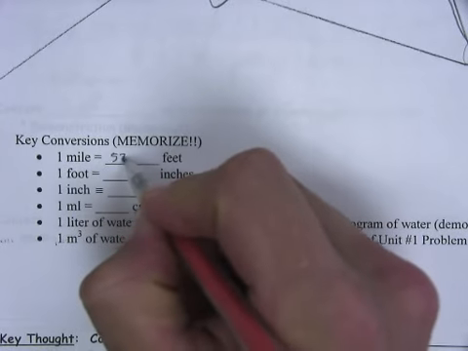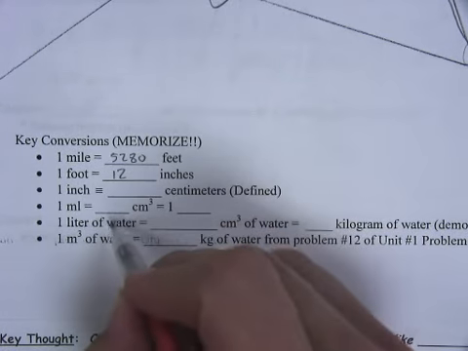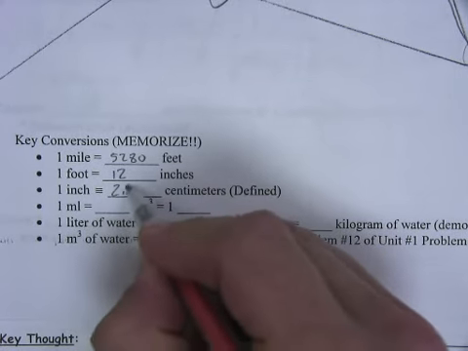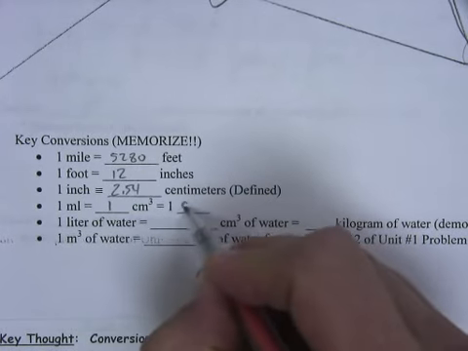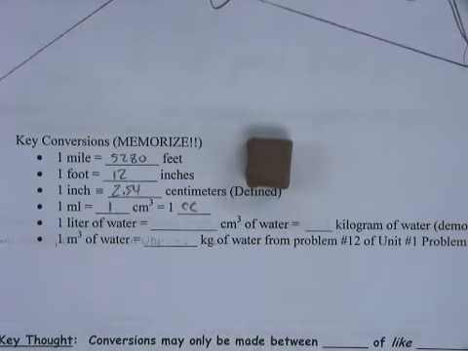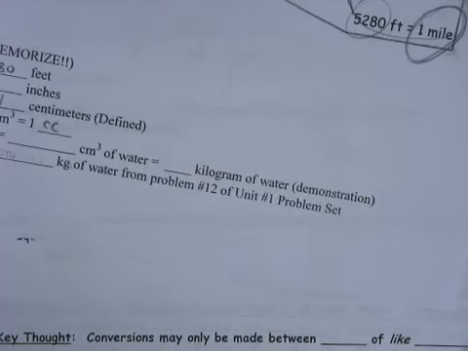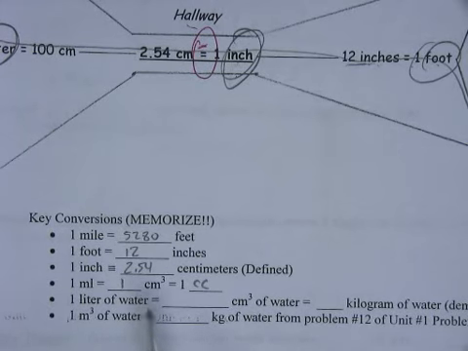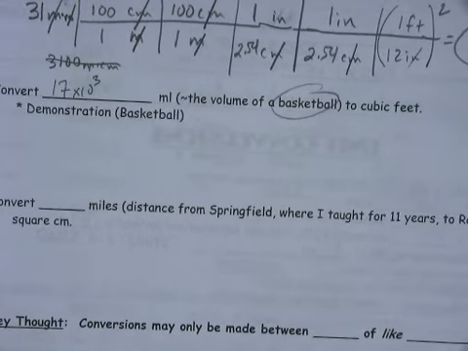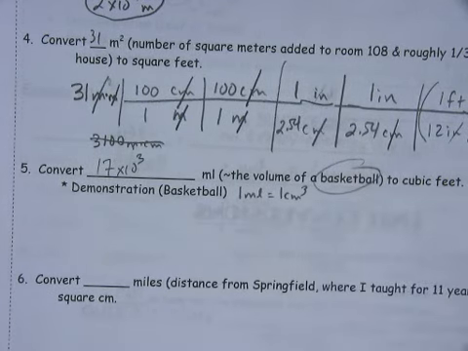So we know that 1 mile is 5,280 feet. 1 foot is 12 inches. I got that right with the 3 of them there. So 1 inch is defined as 2.54 centimeters. 1 milliliter is equal to 1 cubic centimeter, which is equal to 1 cc. Remember that one? And then we'll get to the next one in just a moment. All right, so we're going to need to know that 1 milliliter is the same thing as a cubic centimeter. That's kind of what we need to know, and I'm going to write that up here in number 5. 1 milliliter is equal to 1 cubic centimeter, and I'm going to use that to actually do this problem.